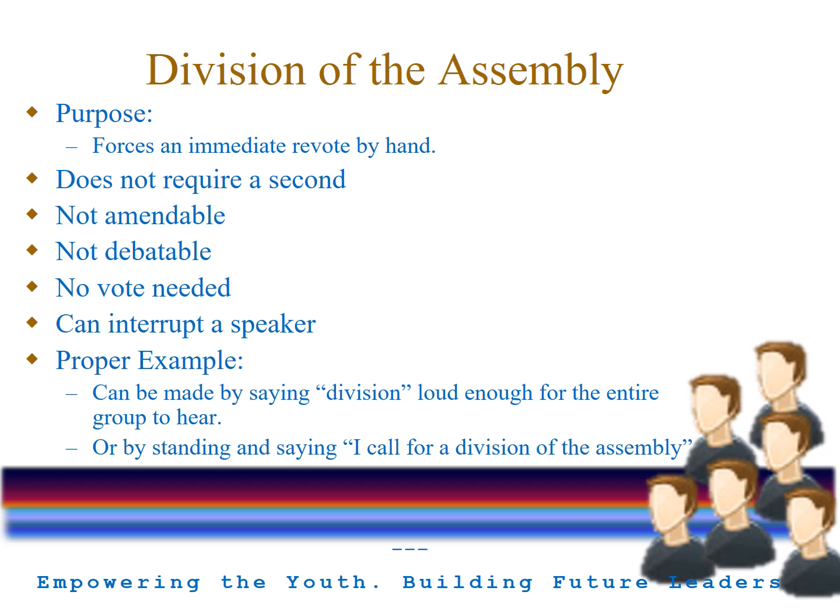Next, we have here the division of the assembly. This comes after the appeal to the decision of the chair. This forces an immediate revote by hand. This does not require a second, not amendable and debatable, and no vote is needed, and a member can interrupt the speaker. This can be made by saying division loud enough for the entire group to hear, or by standing and saying, I call for the division of the assembly.